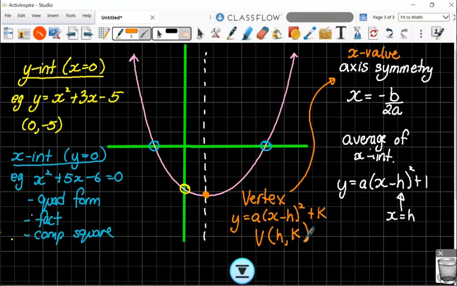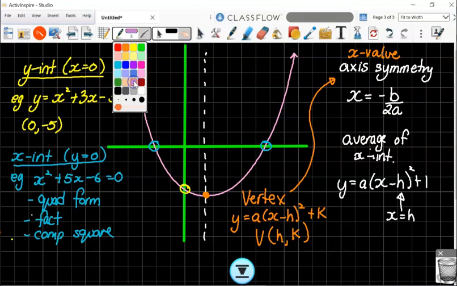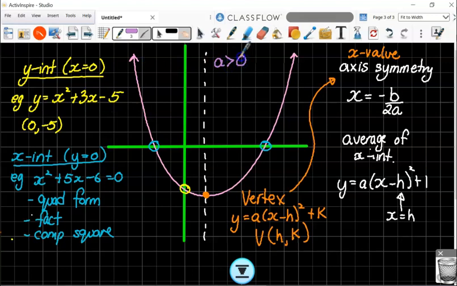And last but not least, we already talked about it. What colour have I got left that I haven't used? Pink. Oh, pink was the graph. Anyway, we knew when a is greater than 0, so we just talked about that one already. And when a is less than 0, it's concave. So all of these things, when we're looking at our equation, we should know.